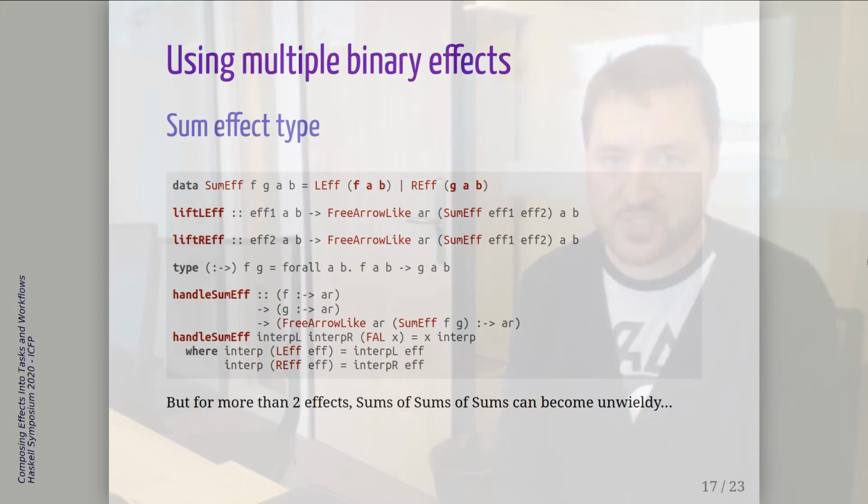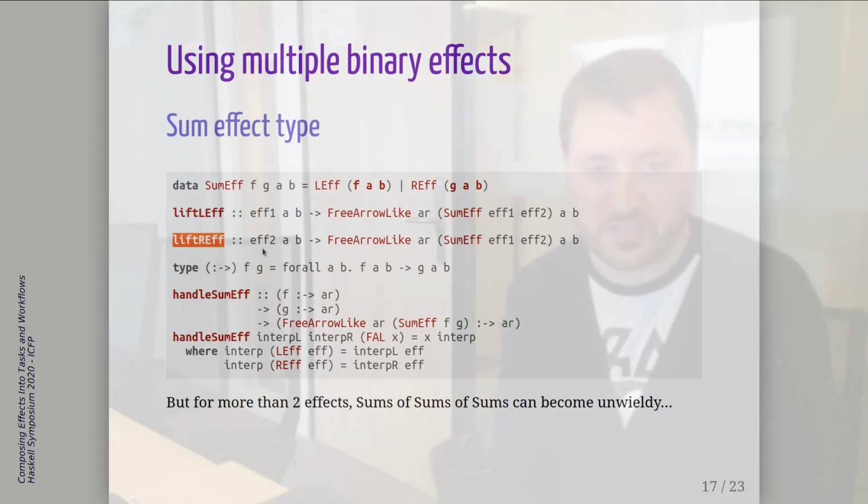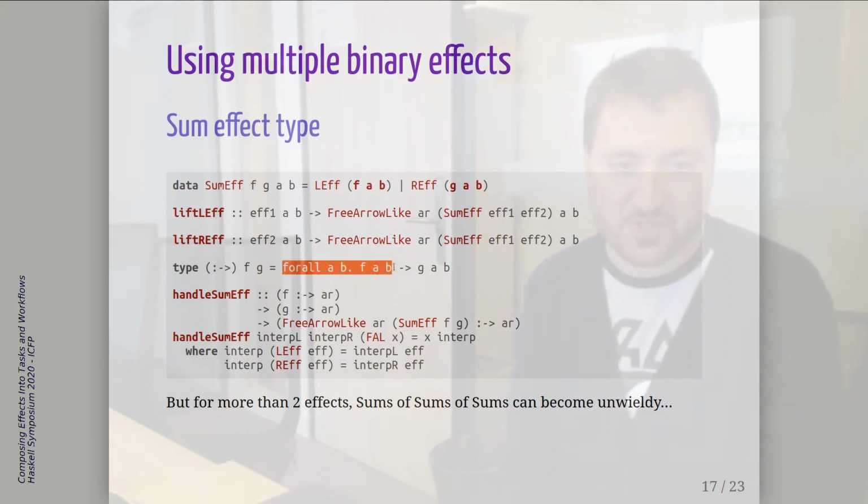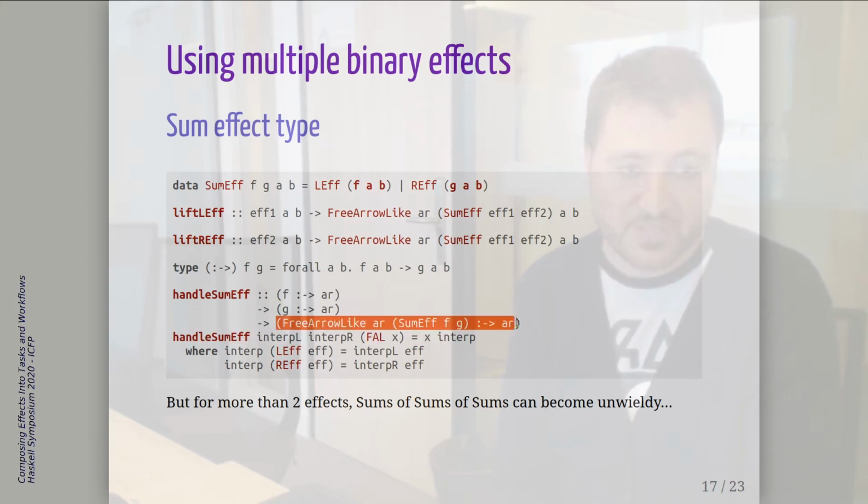What now if I want to use multiple effects? I showed you that the Rope type can cope with multiple effects. If I have this free arrow-like type, one thing I can do is just to use some sum type in order to have a disjunction of two different effect types. And then I can have one left effect, which I can lift with that function, and a right effect, which I can lift with that one. And if I have some natural transformation for these two effects into my target type, then I can build an interpretation function for the sum of them into my target type.